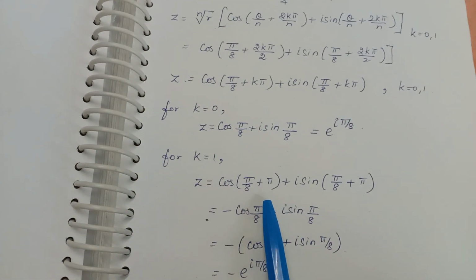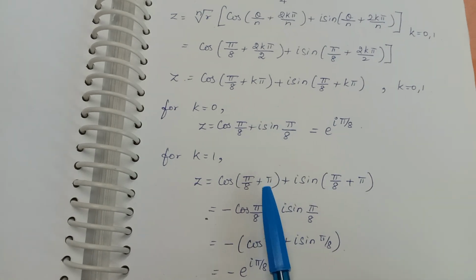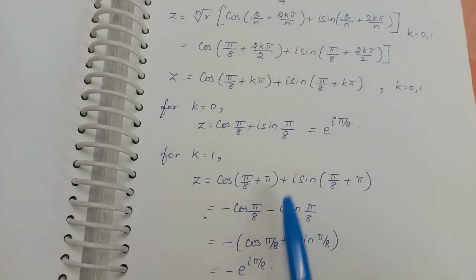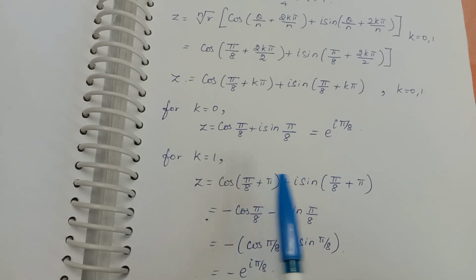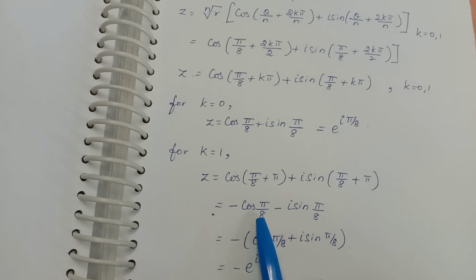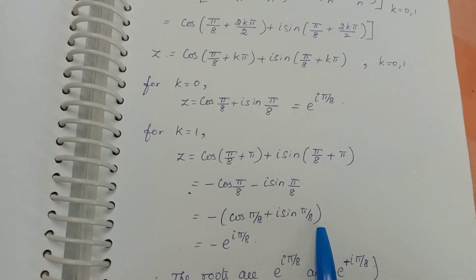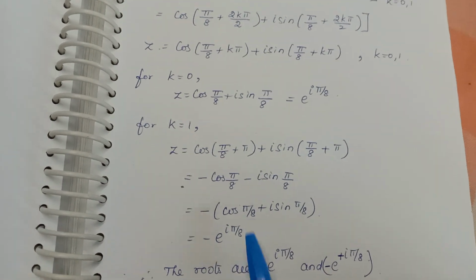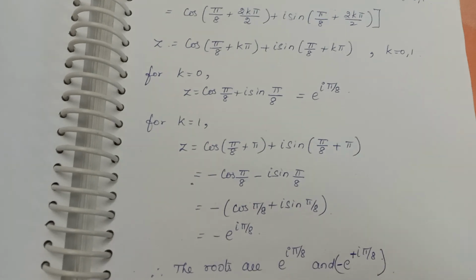Cos of pi by 8 plus pi plus i sin of pi by 8 plus pi. So this is like 180 plus theta. So for 180 plus and 180 minus, cos will become cos and sin will become sin. But it is in the third quadrant, no? So both cos and sin are negative. So minus cos pi by 8 minus i sin pi by 8. So here also I don't know the values, so I simply write minus e power i pi by 8. So what are the roots? E power i pi by 8 and minus e power i pi by 8.